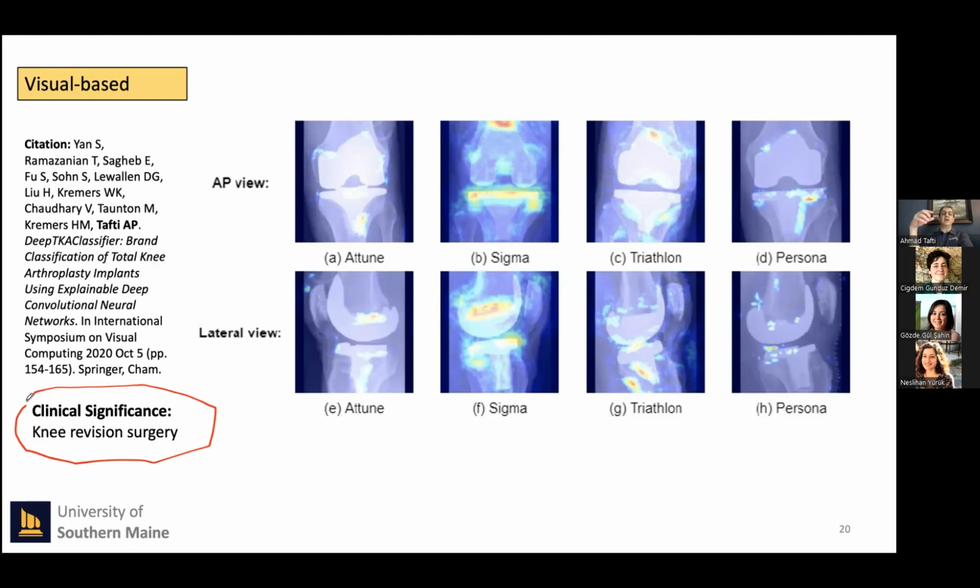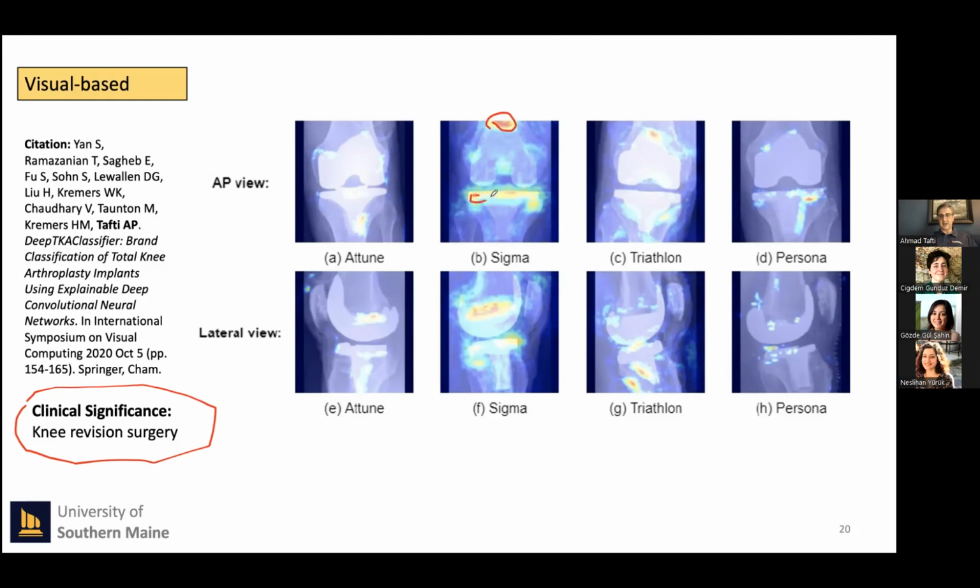So we developed AI models with a fused deep learning strategy to distinguish at least 4 different types of implant using plain radiographs, including Attune, Sigma, Triathlon, and Persona. And here you can see, in terms of visual-based, we developed a mechanism to come up with feature maps and also heat maps. If our machine wanted to decide whether the implant type is Sigma or not Sigma, we developed a strategy to show our surgeons that the machine will look mainly at this side.